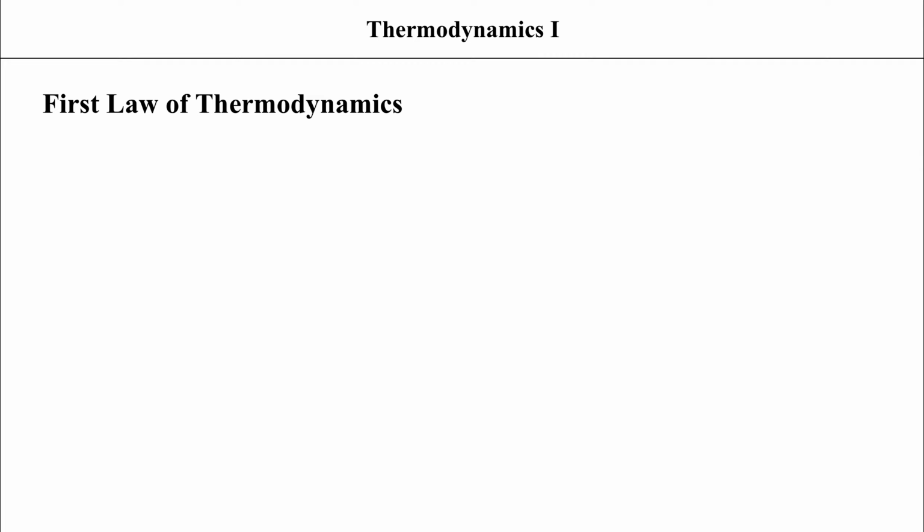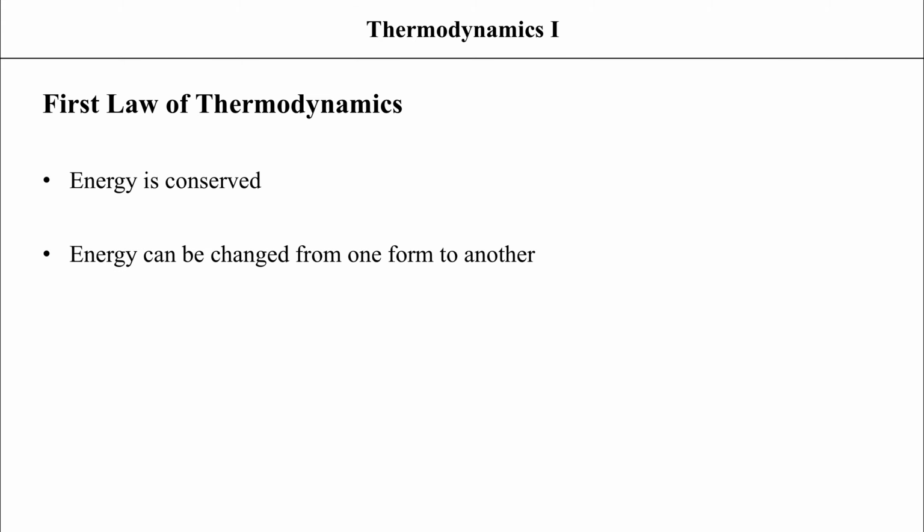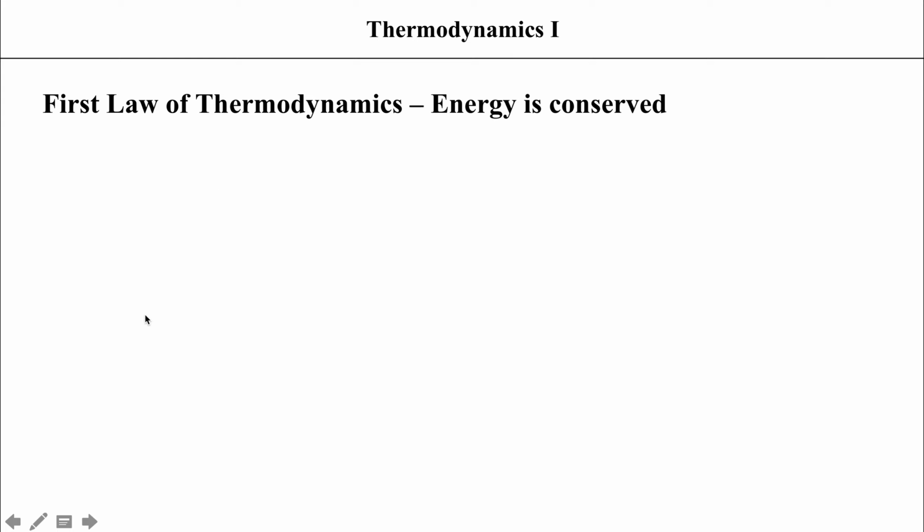We already know that energy is conserved and it can be changed from one form to another. So let's just focus on the first part of it, that is, energy is conserved. What does that really mean? So what it means is that the energy of a system will remain constant if no external influence interacts with that system.